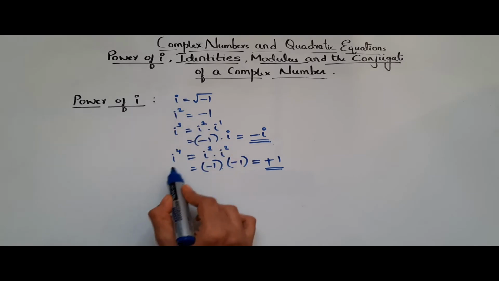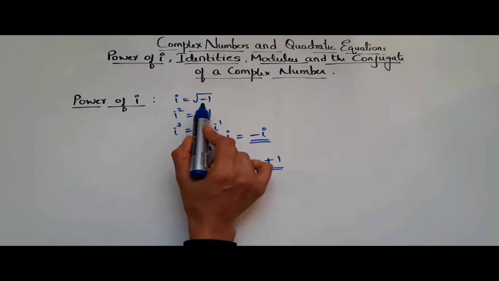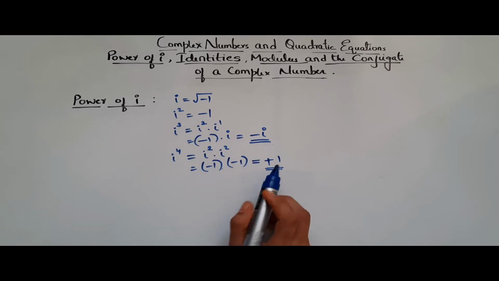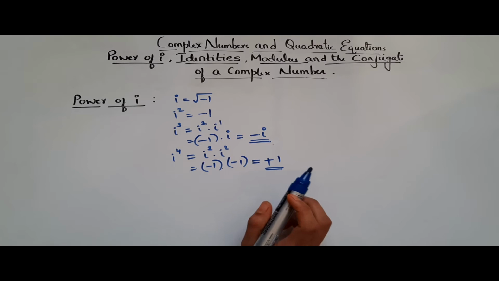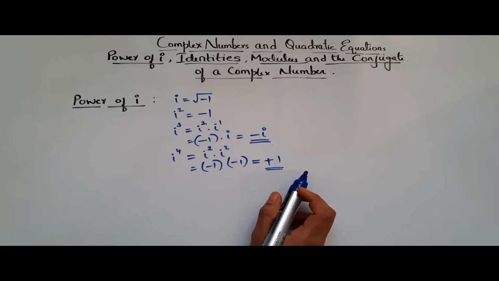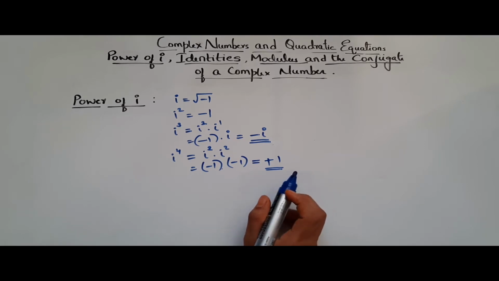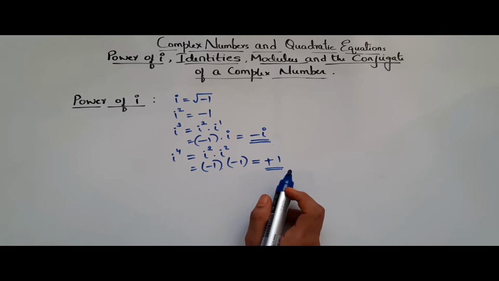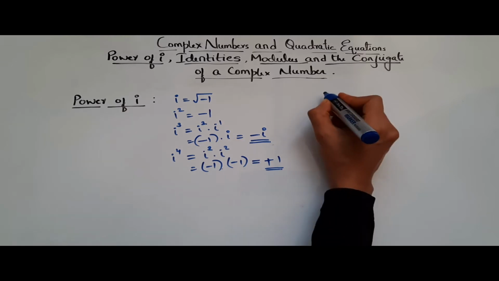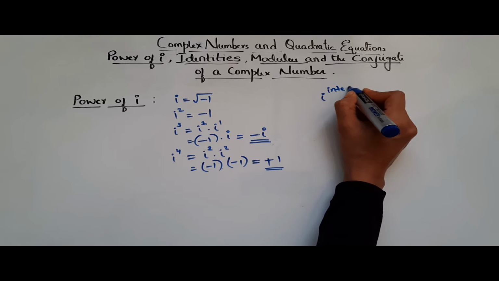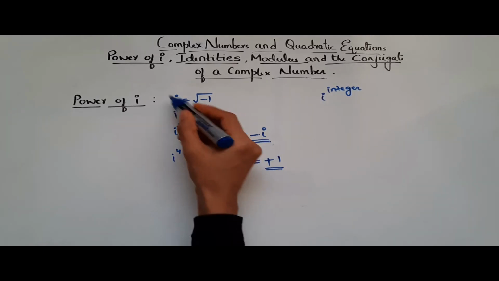So here if you know these four values of i, that is i is equal to root minus 1, i square is minus 1, i cube is minus i, i power 4 is plus 1, then you can find the value of any integral power of i. Here integral power means i with any integer power. So integer includes 0, positive and negative numbers. So i with any integer power you can find the value, but i with decimal powers you cannot determine the value.